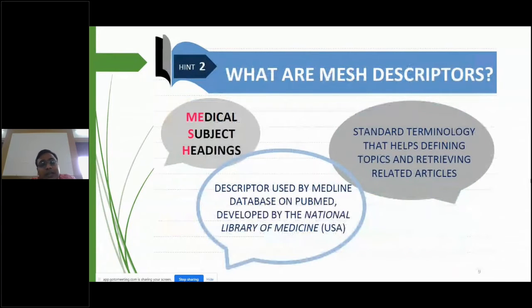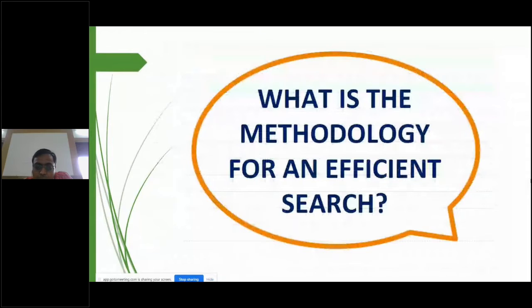Another hint, the second hint: what are MeSH descriptors? MeSH is Medical Subject Headings. It is the standard terminology that helps define topics and retrieve related articles. These descriptors are used by the MEDLINE database on PubMed, developed by the National Library of Medicine in the USA. These are the various terminologies used in MeSH. Practically, you are now using all these facts in today's session.